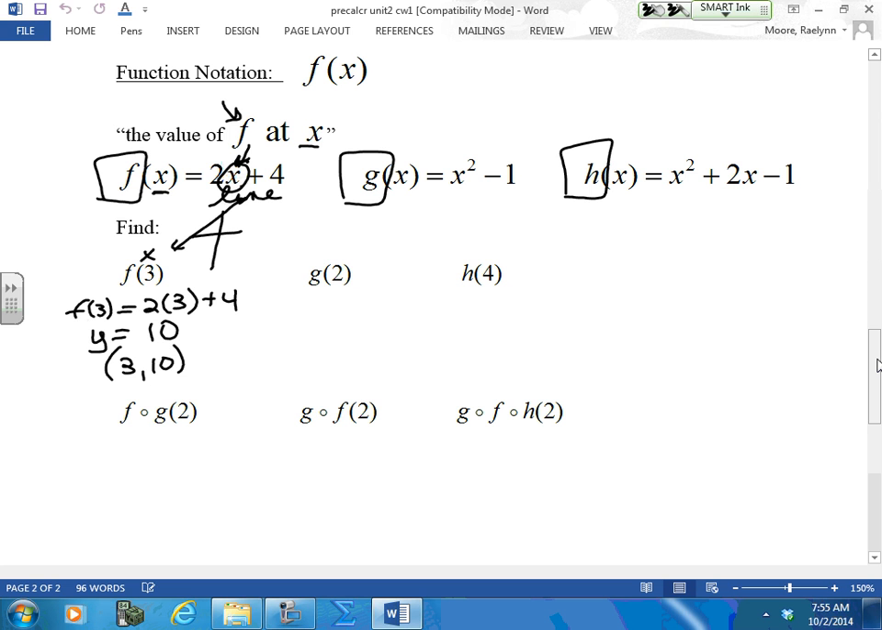Alright, function g. I want to know the value of g at 2. This is your x. Once you plug this in here, you don't do anything else with this side. It becomes your y. This is the side you work, the right-hand side. So your y is equal to 4 minus 1, 3. So when your x is 2, your y is 3.